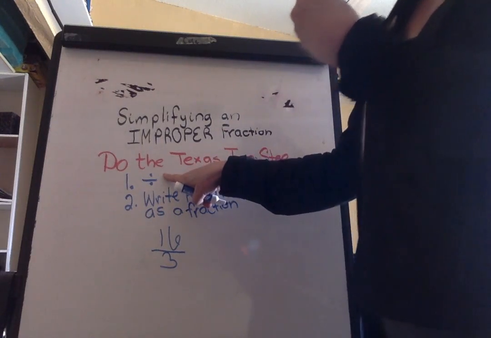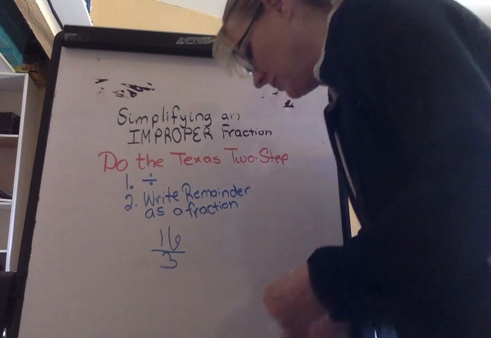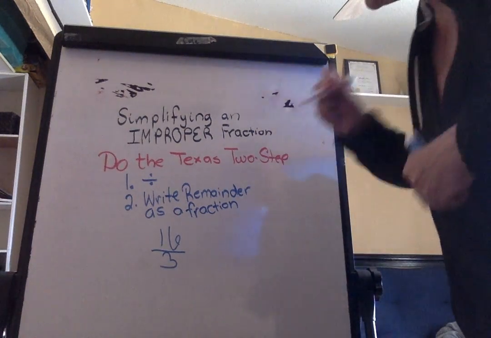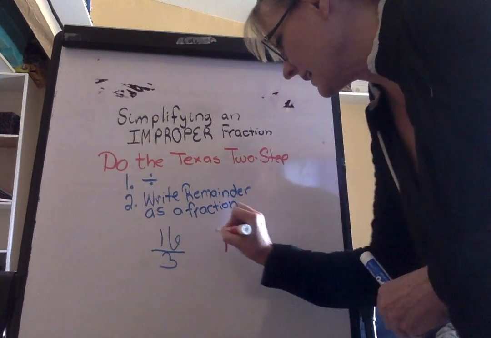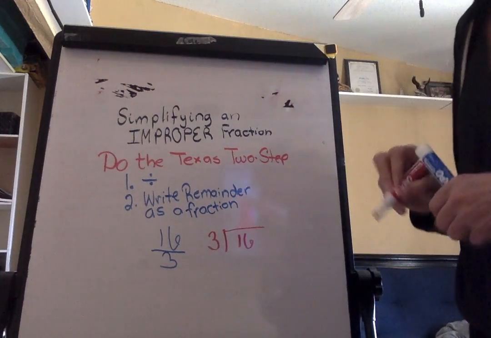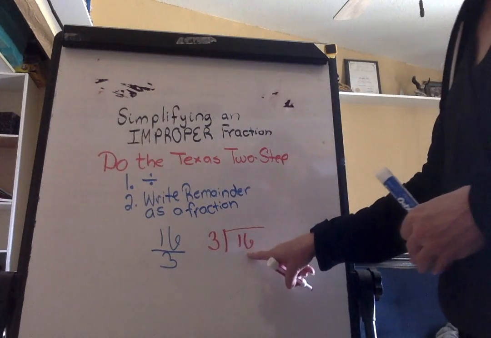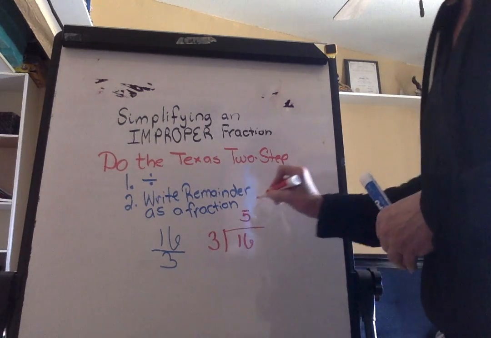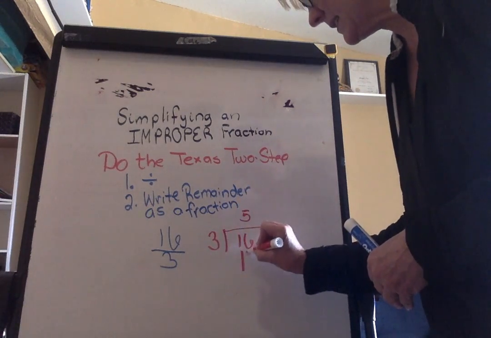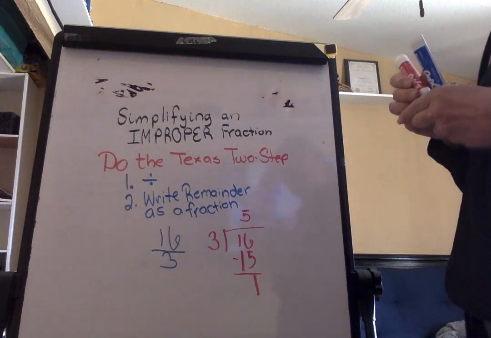Step 1 is to divide the numerator by the denominator. So I'm going to do that one for us right here. Okay, so the numerator is 16 and the denominator is 3. So we're going to work that just like a regular division problem. 3 will go into 16 5 times. 5 times 3 is 15 with a remainder of 1.